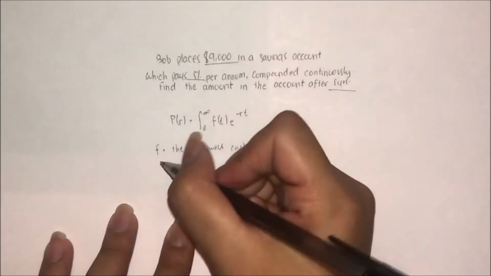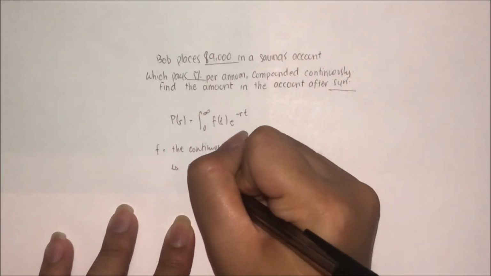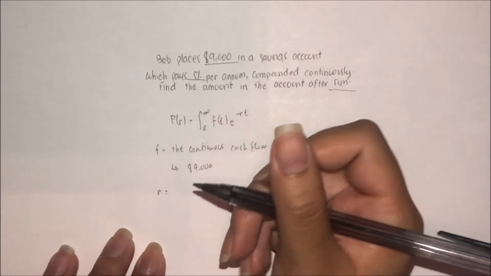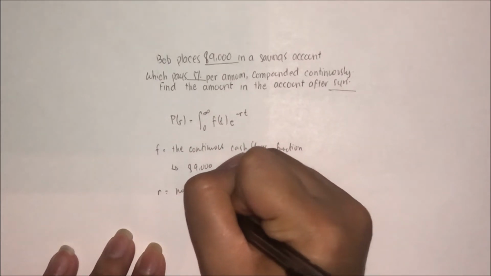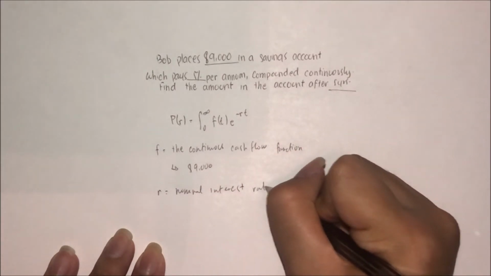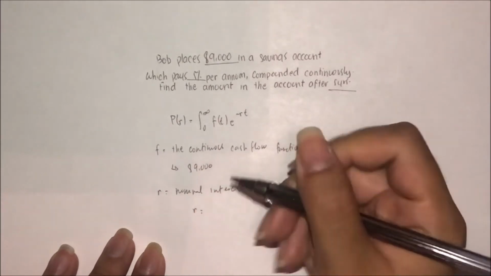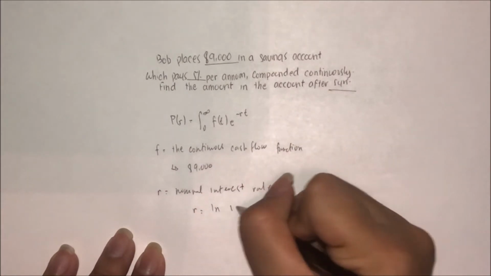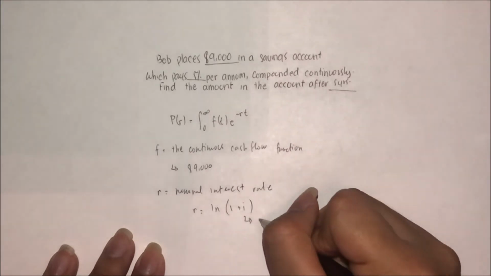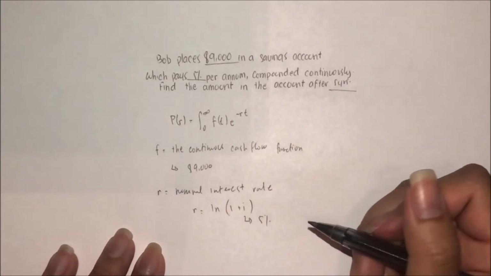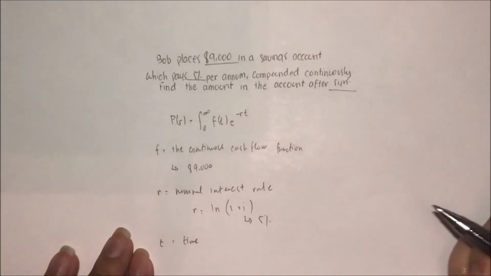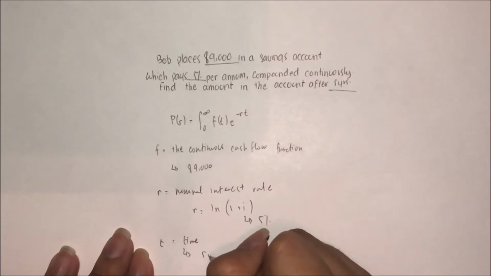wherein in the problem f is denoted as $9,000, while r is the nominal interest rate wherein r is equals to ln 1 plus I. I is the rate wherein it is 5% per annum, and t is the time, wherein in the problem t is denoted as 5 years.